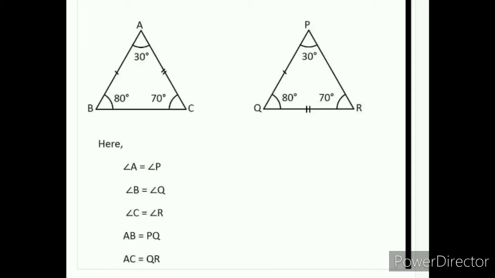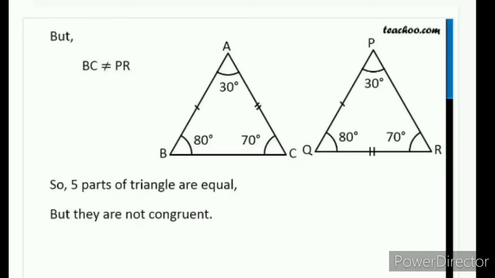Understand, children? So this is the rough figure with 5 equal parts but not congruent triangles. Got it? Copy down this rough diagram and the solution till this, and the remaining I will show here. Copy down this page also.